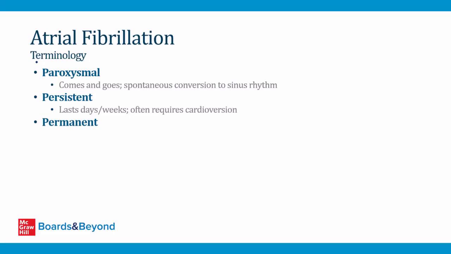So based on this, we have three ways we describe the pattern of atrial fibrillation in a particular patient. If we say the atrial fibrillation is paroxysmal, we mean that it comes and goes with spontaneous conversion out of atrial fibrillation and back to sinus rhythm. When we say atrial fibrillation is persistent, we mean that it lasts days or weeks and often requires a procedure called a cardioversion to restore sinus rhythm, and I'll talk about a cardioversion later.